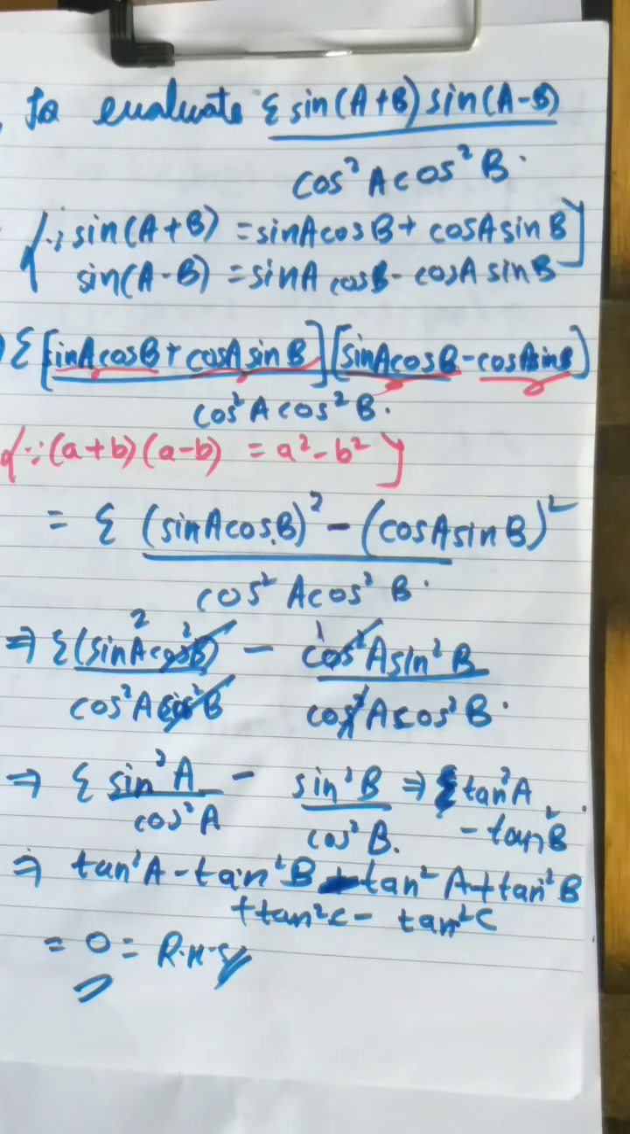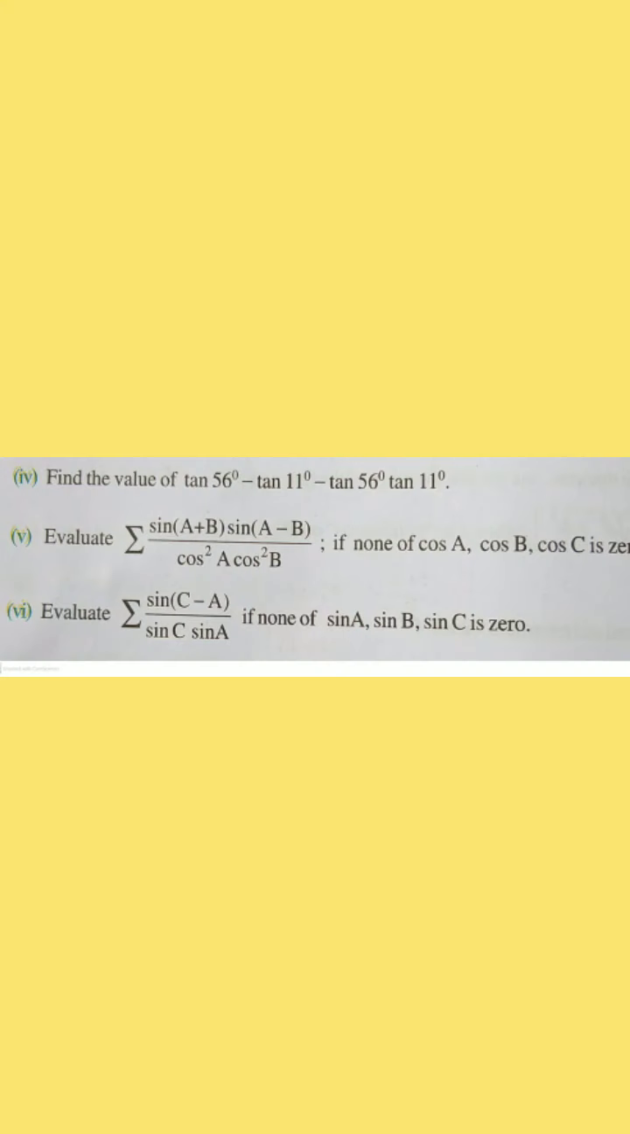Moving on to 6th bit, the question is: evaluate sigma sin(c-a) by sin c into sin a, if none of sin a, sin b, sin c is 0. So in this question also it is telling that sin a, sin b and sin c are not 0. Why they are not 0? Because if you observe in the denominator we have sin c and sin a. If denominator becomes 0, the answer becomes infinity. But the answer cannot be infinity. That is why it is saying that sin a, sin b and sin c are not 0.